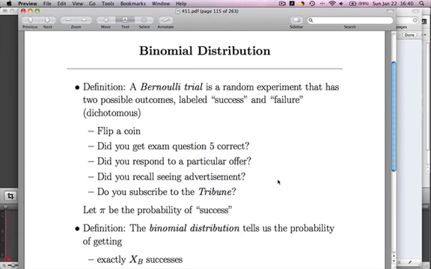If I do a survey and ask people, do you recall, yes or no, seeing some ad, and I count the yeses, I've got a binomial random variable. If I send out 100 direct mail pieces and I count the number of responses, notice people either respond or not respond, I've got a binomial. So these binomials come up all the time in marketing, and that's why we study this distribution separately.